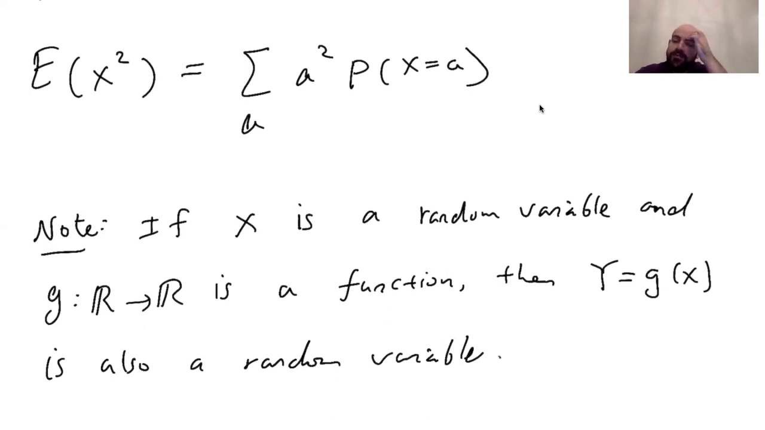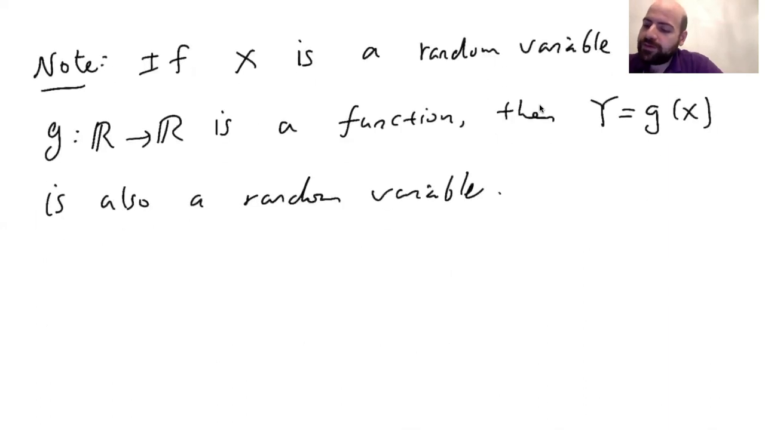Remember, any function from omega to R is called a random variable. Now, if capital X is a random variable, g of capital X for any standard function g is also a function from capital omega to R, and therefore that is also a random variable.